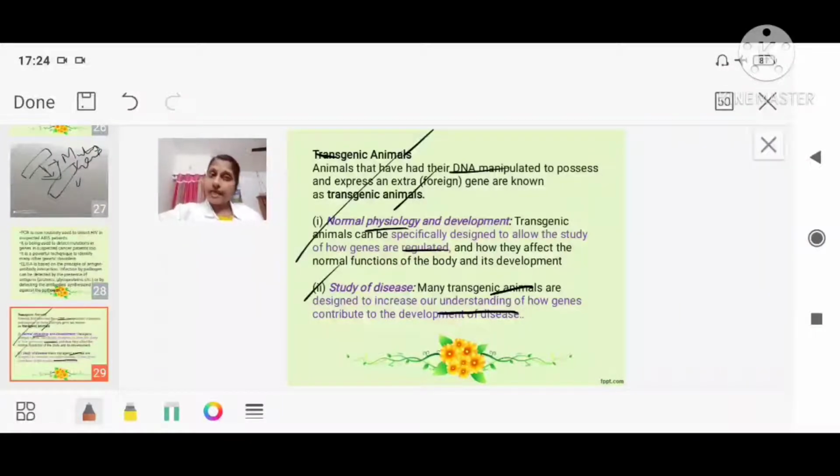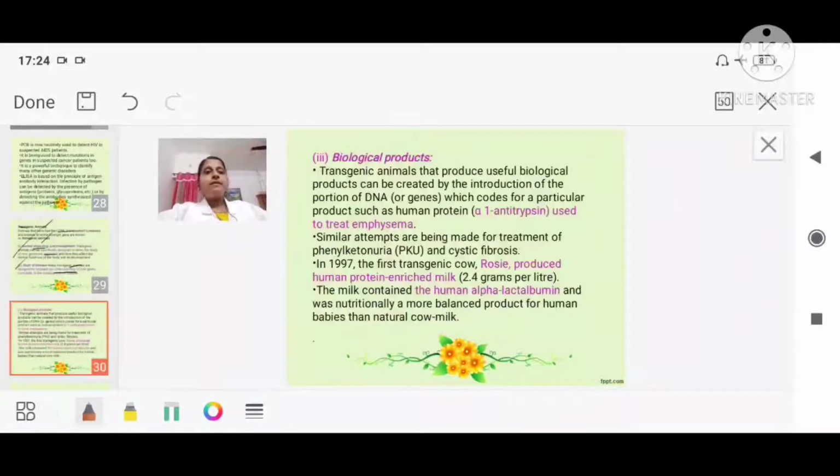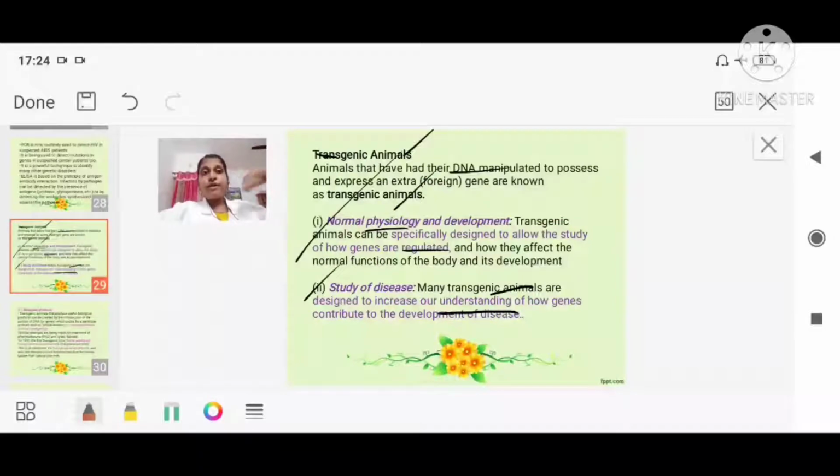This transgenic animals, right? And the next thing is that we are going to develop biological products. So first is to understand how the gene is functioning, okay, normal physiology and development. Physiology means what? Functioning, how it is developing. That was the first point, isn't it? What was the second point? In order to study the nature of the gene which is causing diseases, so that I can know more about the diseases, okay. So I can get a clear picture about the diseases and the symptoms which are caused. Based on that I can go for some treatment methods, okay, that we will be discussing.